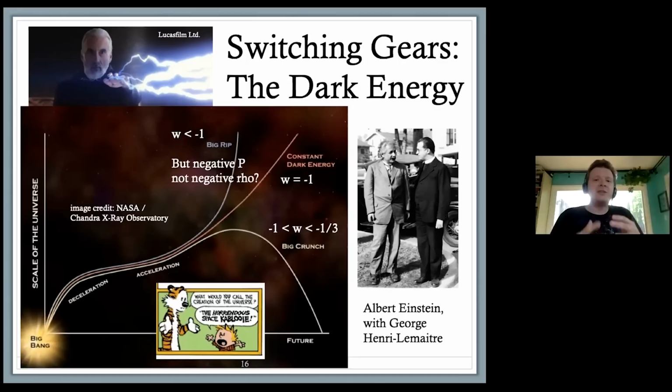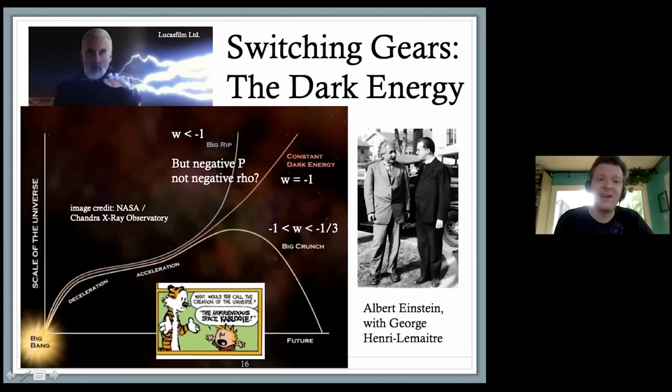Very, very strange. And if W is not exactly equal to minus one, then we devolve into these other scenarios where the universe recollapses. That's called the Big Crunch. Or if W is less than negative one, we have an even worse, more runaway expansion. Our current best data, though, says it's negative 1.000.